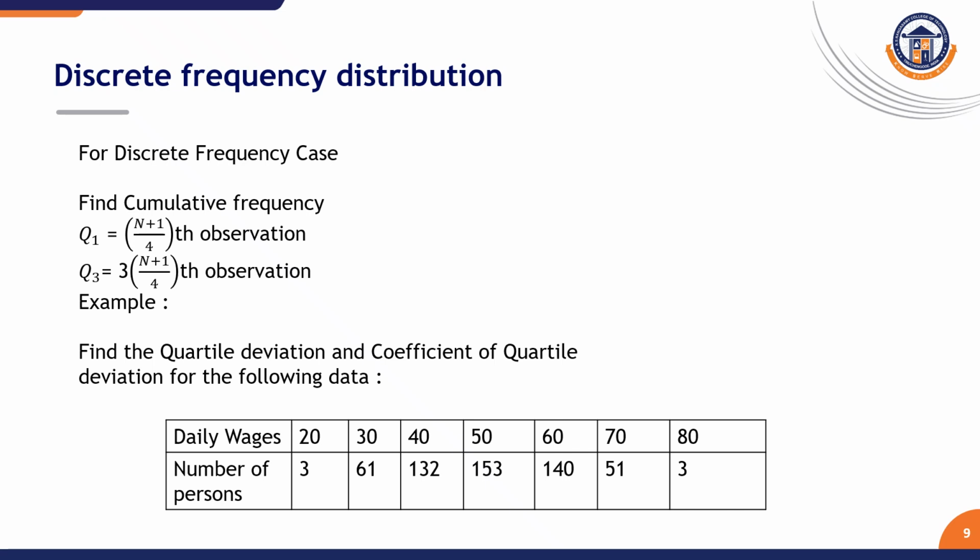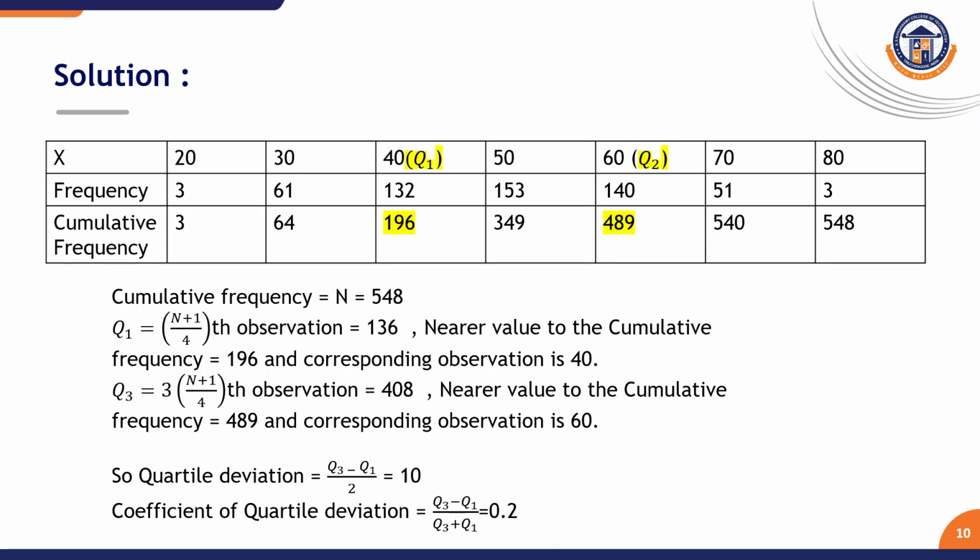Now let us see one example. Find the quartile deviation and coefficient of quartile deviation for the following data. Now some discrete frequency distribution is given. Let us see the steps to find the quartile deviation. From the given data set, we have to find cumulative frequency first. We add the previous cumulative frequency with the corresponding frequency, so we get 61, 364, 132 plus 64, 196. In the same way, finally we will get the cumulative frequency as 548.